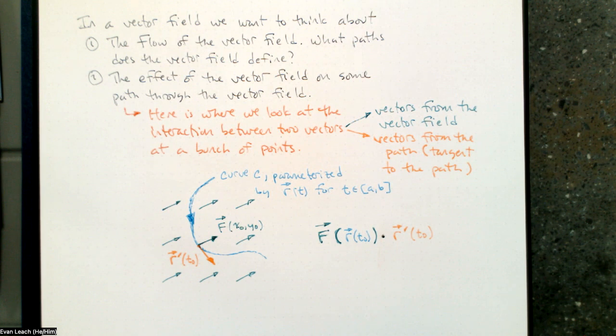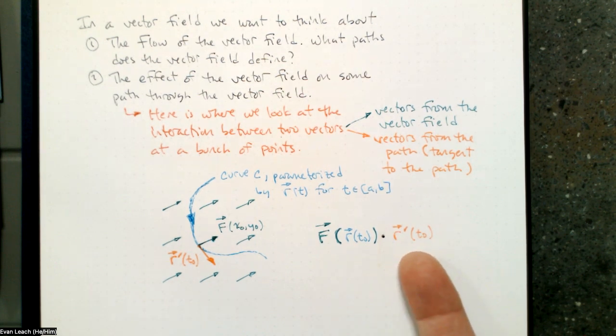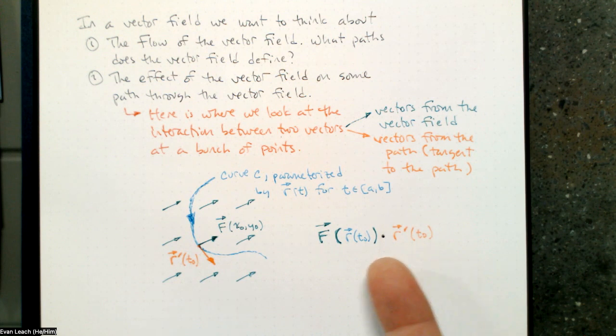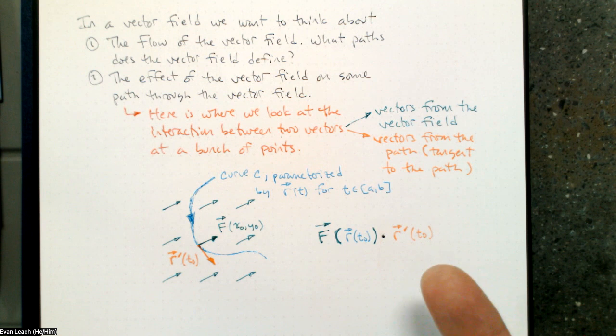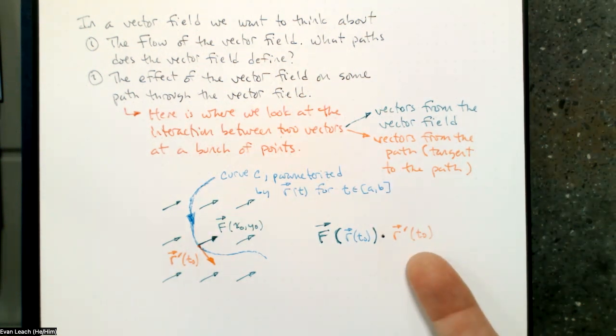So what is this going to tell us? What is this dot product going to tell us? It's going to tell us what the dot product always tells us. How much of this vector is going in the direction of the curve, or how much is the direction of the curve going in the direction of the vector field. Usually I think of this as the effect of the vector field on the path. So how much of the vector field is going in the direction of the curve? That's what we want to know.